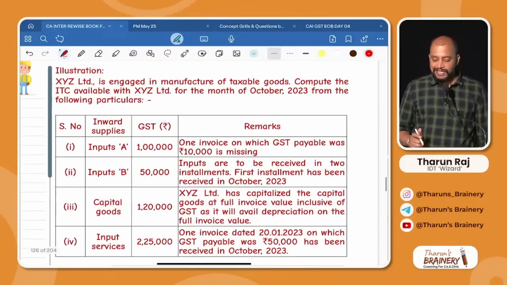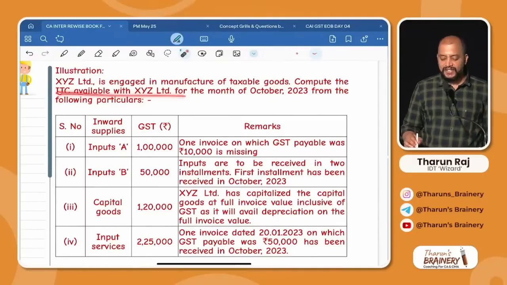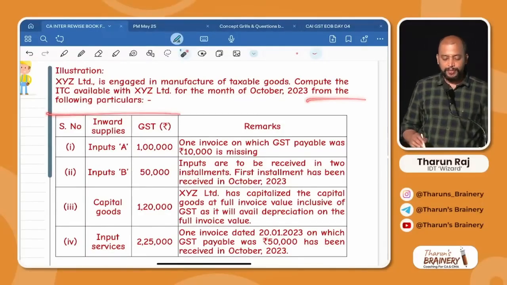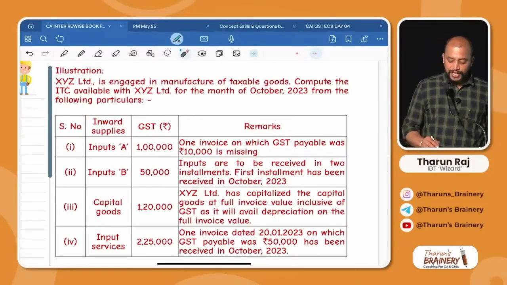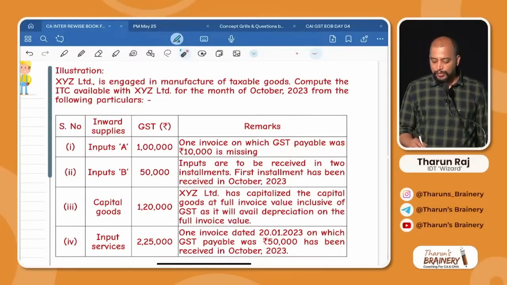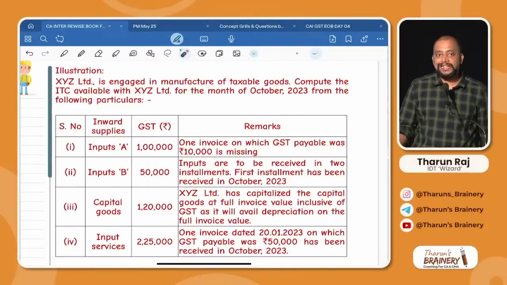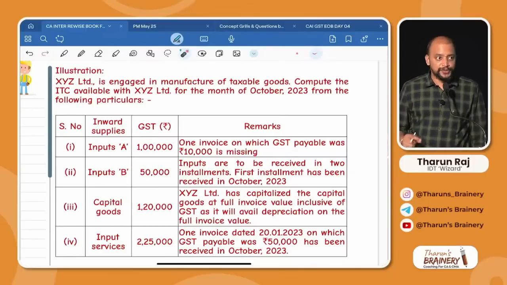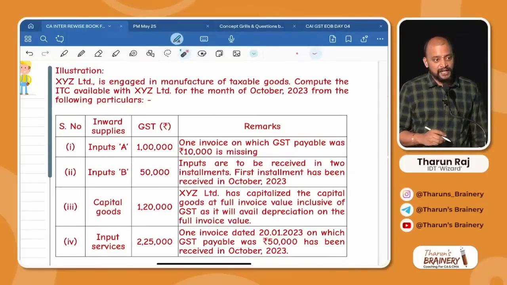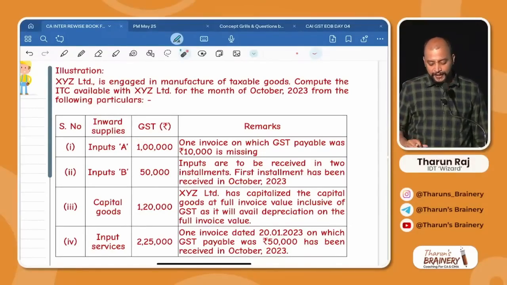Illustration: XYZ Limited is engaged in manufacture of taxable goods. Compute the ITC available with XYZ Limited for the month of October 2023 from the following particulars. Serial number 1, inputs A, 1 lakh. One invoice on which GST payable was 10,000 is missing. One of the conditions for availment of ITC is that the person availing ITC should be in possession of a tax paid document. So for this 10,000, can ITC be availed? No. So out of this 1 lakh, only 90,000 can be availed.